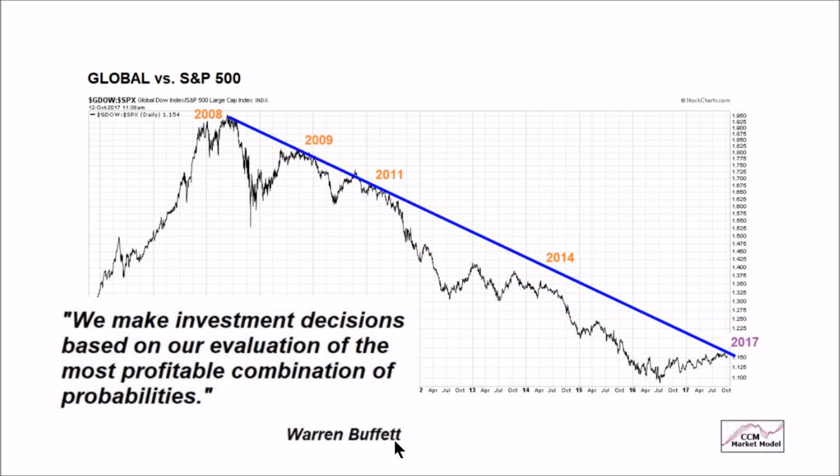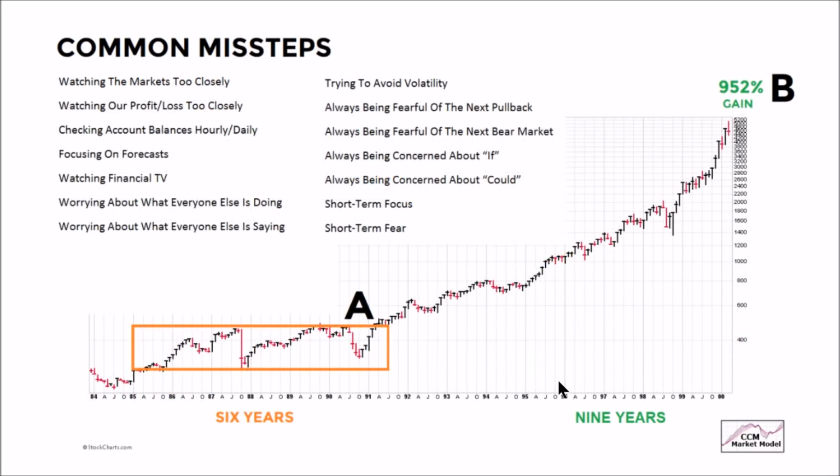However, we, like Mr. Buffett, make investment decisions based on our evaluation of the most profitable combination of probabilities. There's no doubt the probabilities and the charts and the math from a shorter term and intermediate term perspective favor global stocks or foreign stocks over the S&P 500. However, that's not true on all time frames yet, and it's to be determined. Under our approach, we are building a portfolio that will give us the highest probability of navigating between a point A and a point B that could be several years down the road.